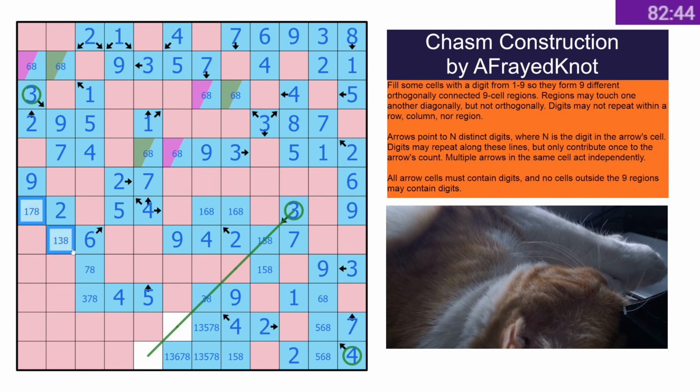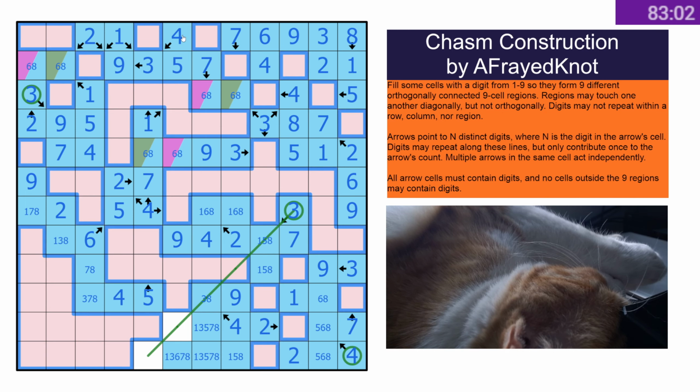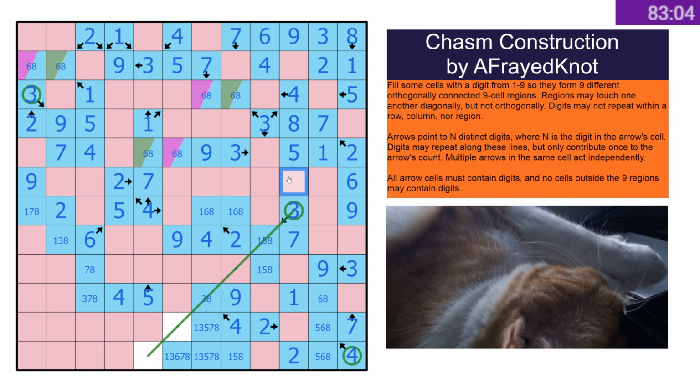So, 1s. Not helpful. 6s, 1, 6, 8, 3. No, because there's not enough pink cells in these columns to force anything, weirdly. That's done. It's done.